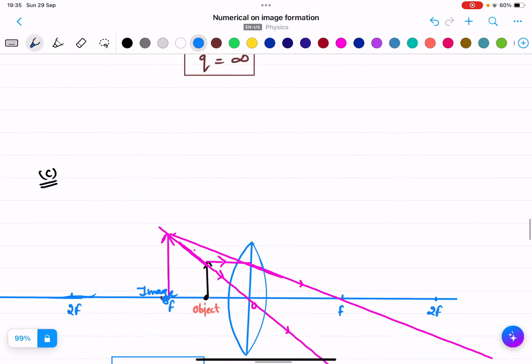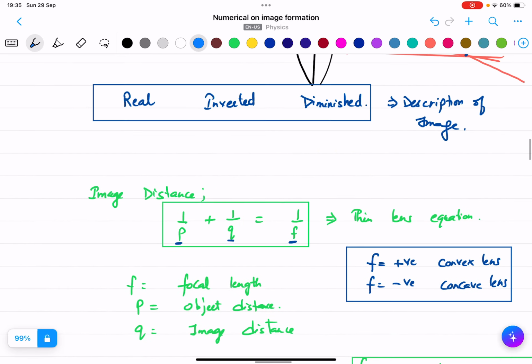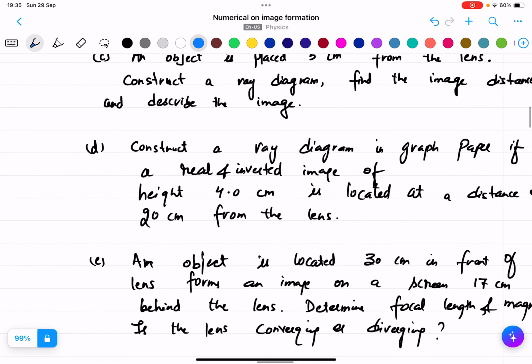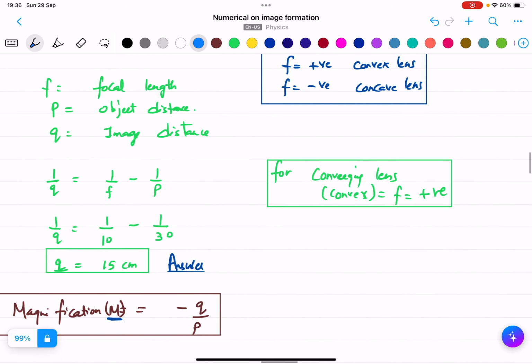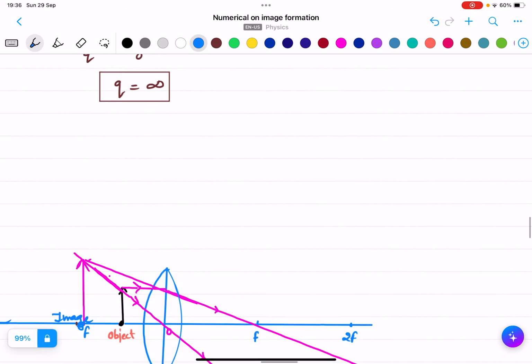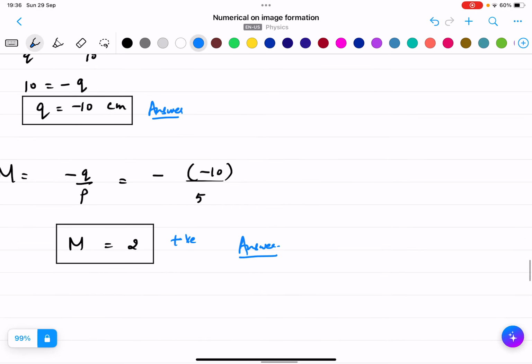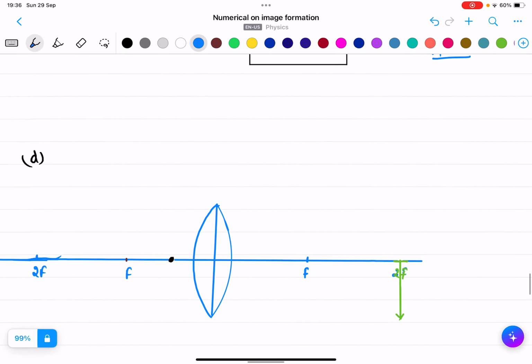Now consider the D part. Let us see what is the D part. Construct a ray diagram in graph paper if a real and inverted image of height 4 cm is located at a distance of 20 cm from the lens. Now in this, please note, a real and inverted image of height 4 cm. Image is given to you. You need to construct a diagram. So consider the D part.